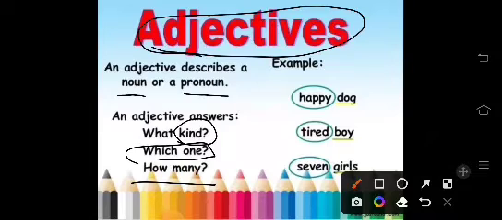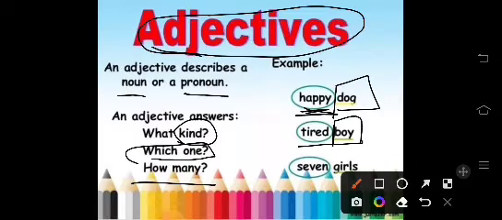Say, for example, a happy dog. Dog is our noun. Now what sort of dog is it? It is a happy dog. So happy is the adjective used here to describe the dog. A tired boy. Boy is the noun. And how is the boy? The boy is tired. So this is the extra information that has been given about the boy. So this is the adjective that is describing the boy.